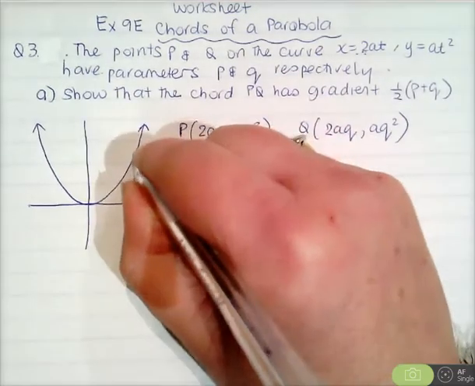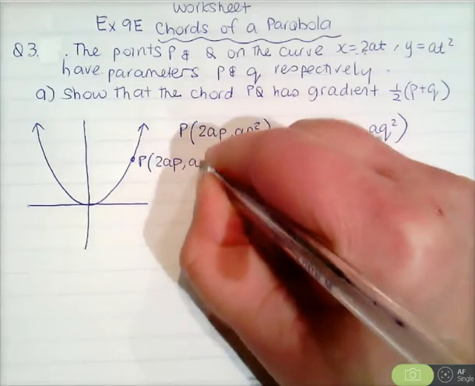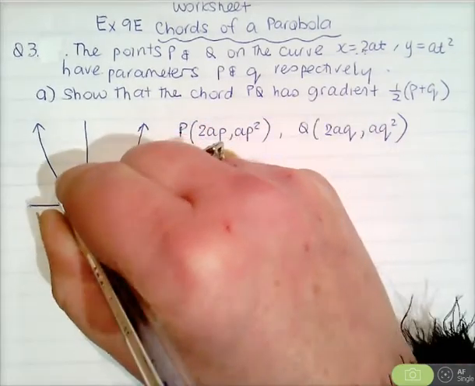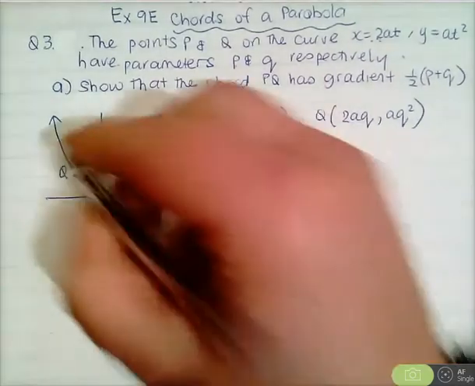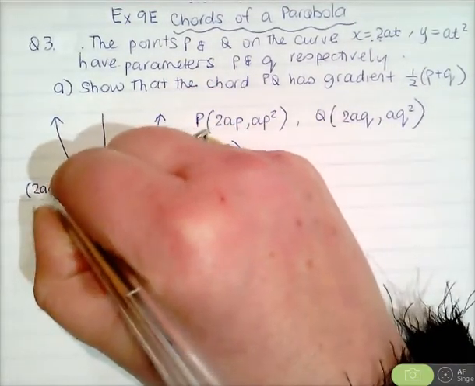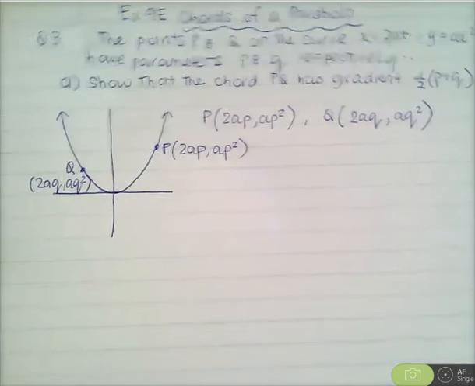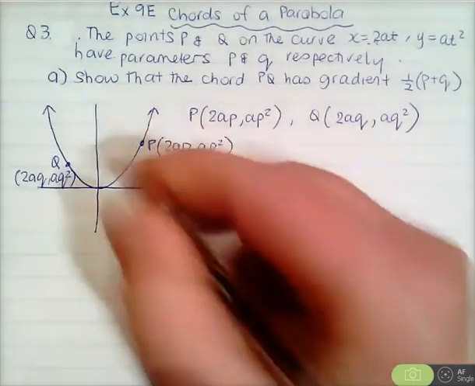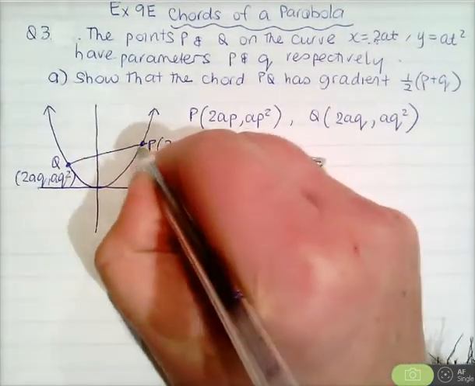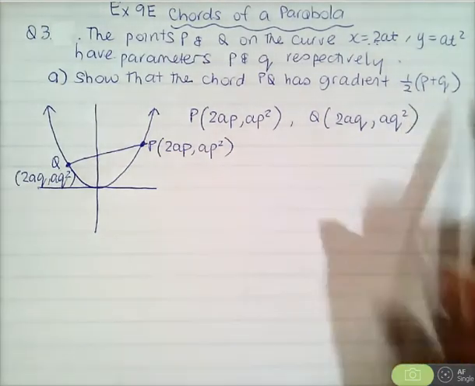Now what I generally do, I put point P over here. So this is point P, 2ap, ap squared, and I like to put point Q on the other side, and its coordinates are 2aq, aq squared. So in part A of the question, you're asked to show that the chord PQ has gradient a half bracket p plus q.